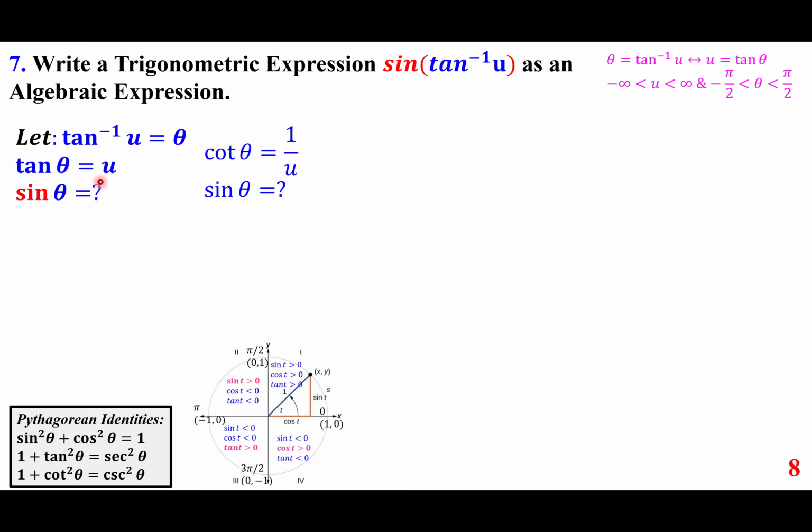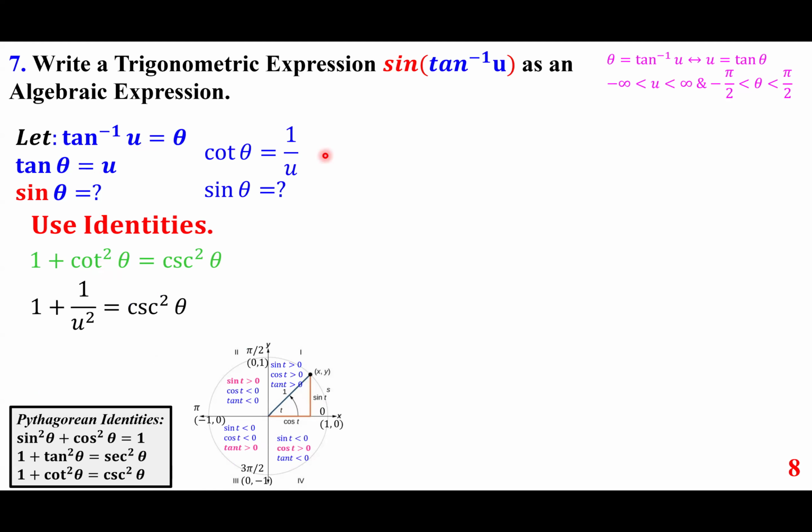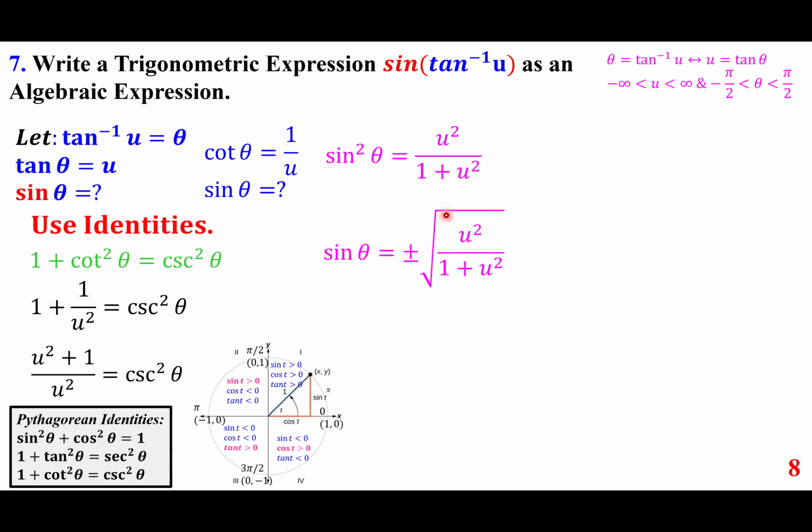And we can find sine theta using identities. We know that one of the Pythagorean identities says 1 plus cotangent squared is cosecant squared. So replace the cotangent with 1 over u. You get 1 over u squared. If I take a common denominator u squared, this becomes u squared plus 1. Now cosecant, we know it to be 1 over sine. So if cosecant squared is this, sine squared is the reciprocal of that. So sine squared is u squared over 1 plus u squared, which makes sine plus minus the square root of that. And we just take the positive.